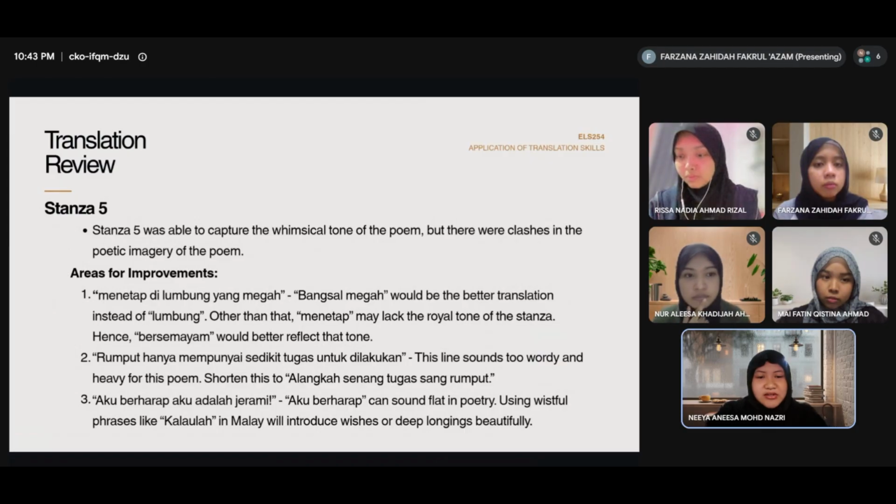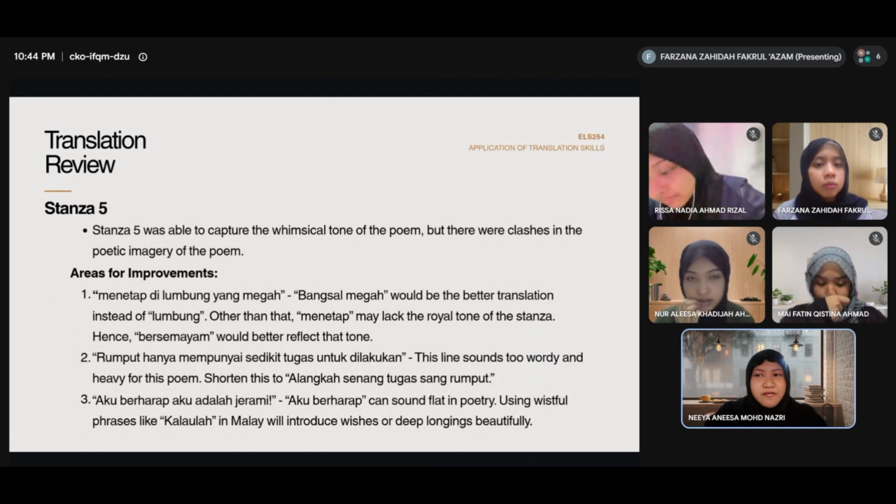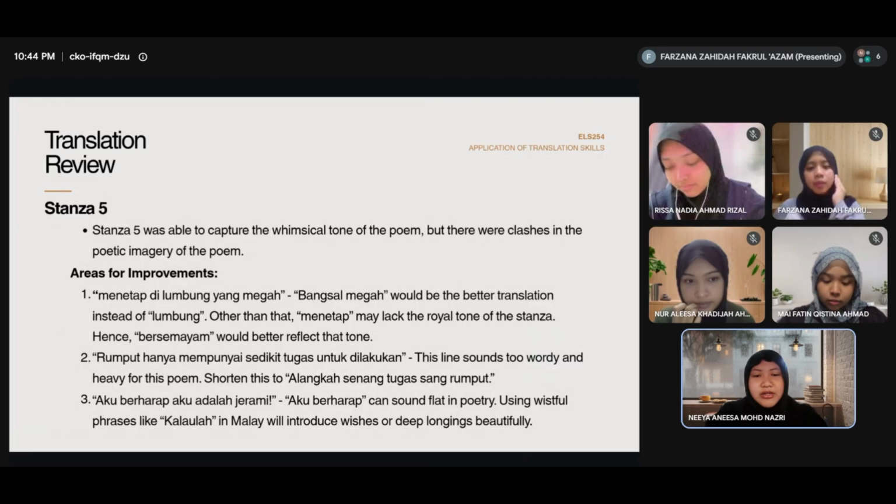So now let's look at stanza 5. So overall, the translation successfully captures the whimsical and imaginative tone of the original poem. However, some of the imagery and word choices can be refined to better suit Malay poetic conventions.